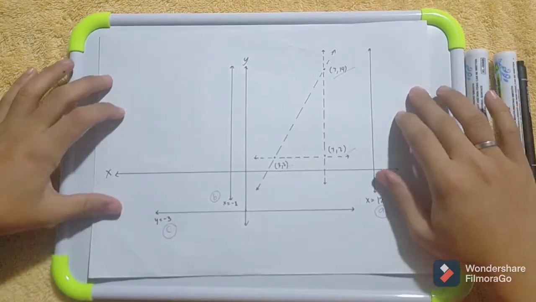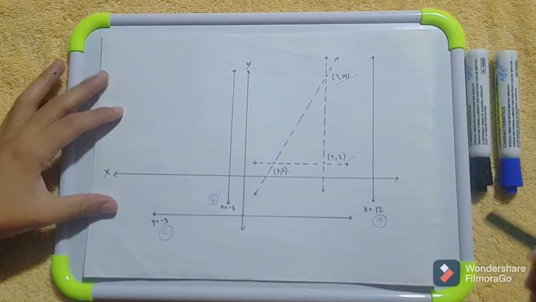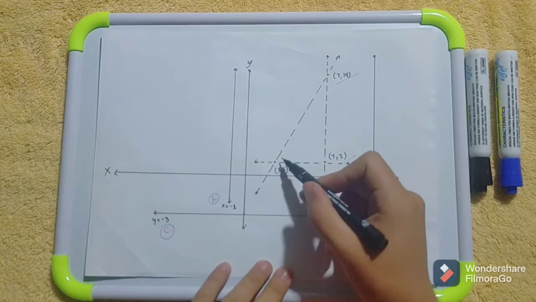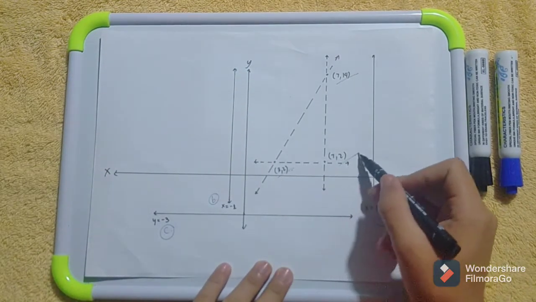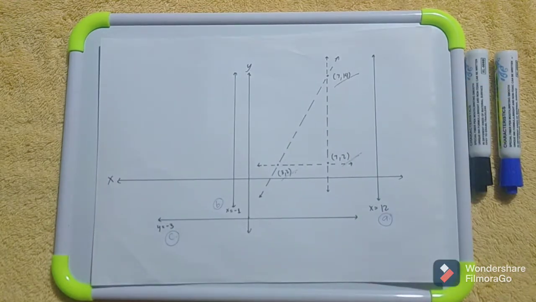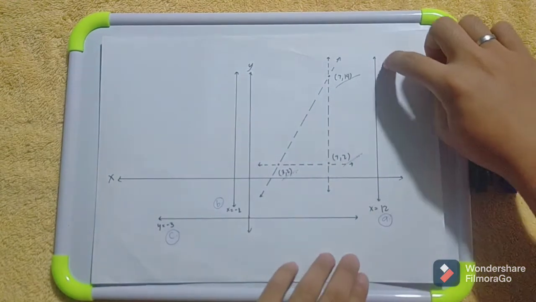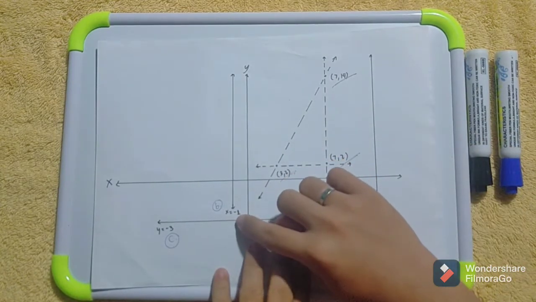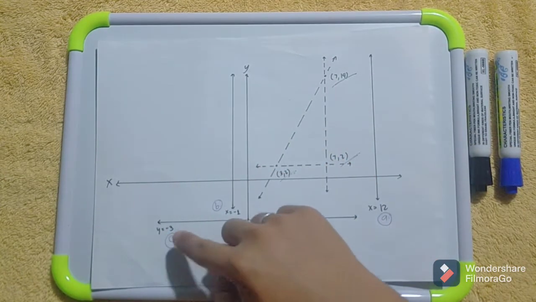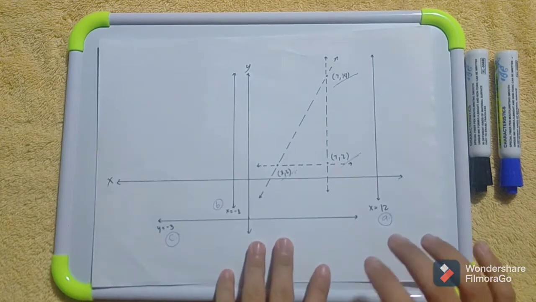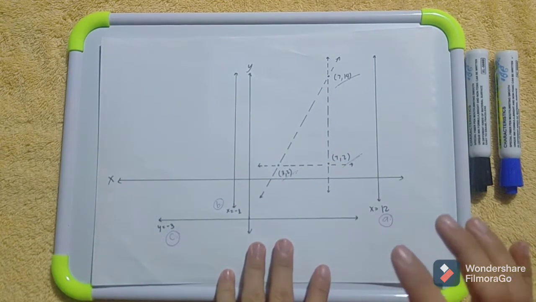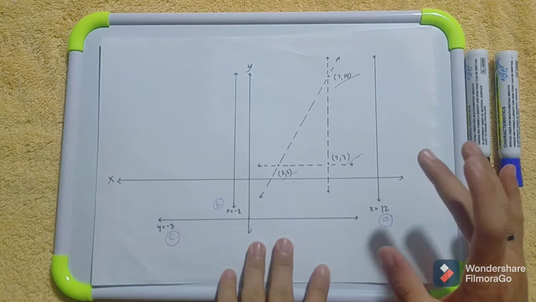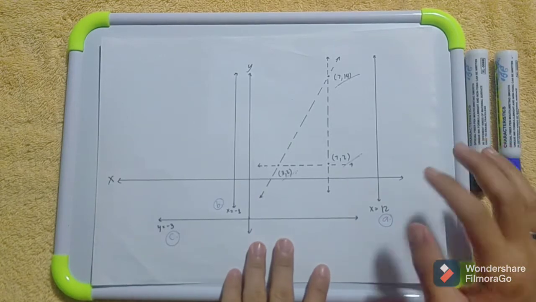sa ating Cartesian plane. Ayan, plinot ko na. And then, ito na yung points, or vertices ng triangle, yung (3, 2), (7, 2), and then (7, 14). So, yung unang line na pag-rotate natin is x = 12, and then yung next na line is x = -1, and then third na line is y = -3. So, ibig sabihin, tatlong volume yung kukunin natin. Nakadepende kung saan line natin i-rotate yung ating triangle.